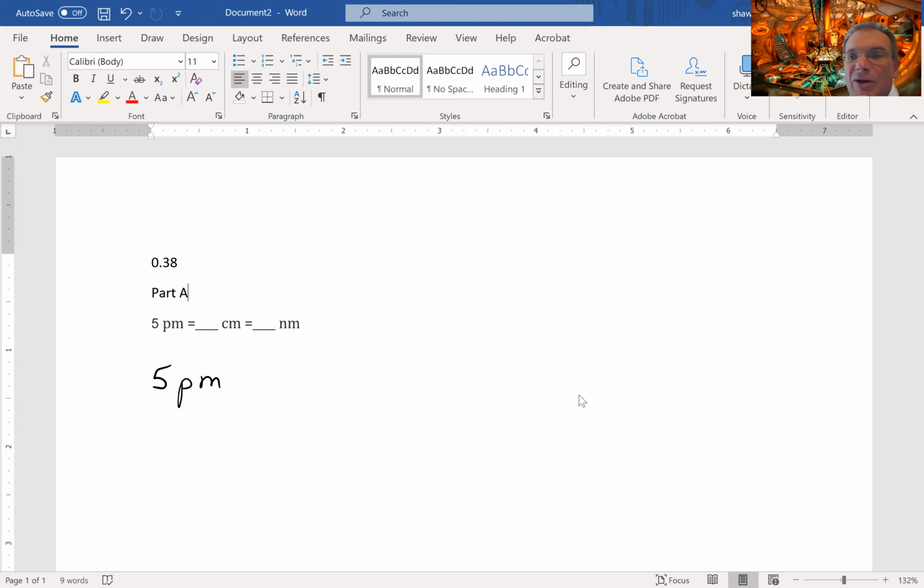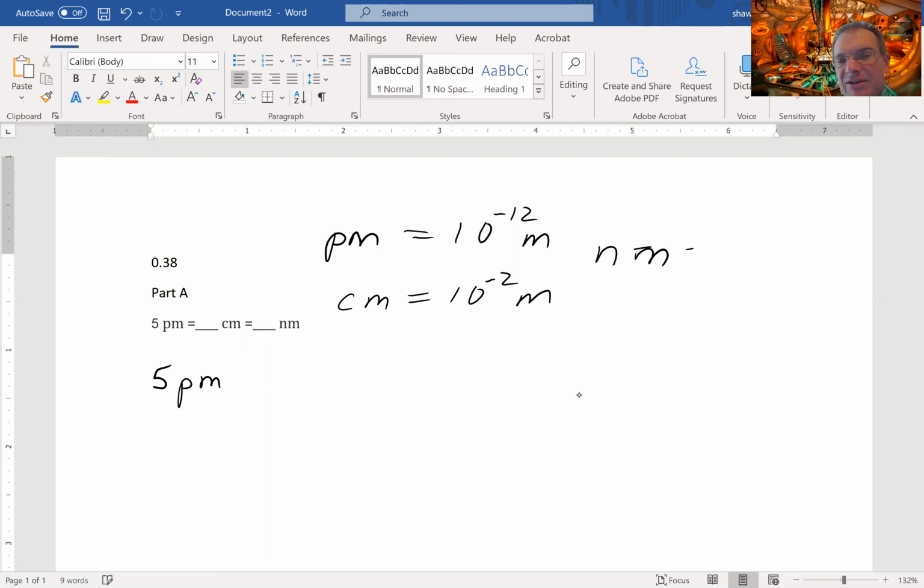We always start by writing a relationship. What do we know about picometers and centimeters? Absolutely nothing. We haven't memorized anything. But we do know a picometer is 10 to the negative 12th meters. We also know that a centimeter is 10 to the negative 2nd meters. And just because we'll need it later, let's go ahead and write a nanometer is 10 to the negative 9th meters.